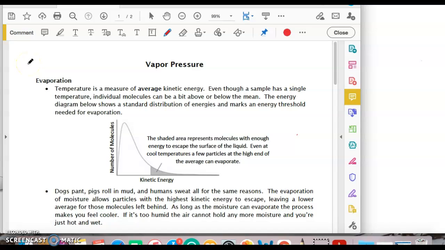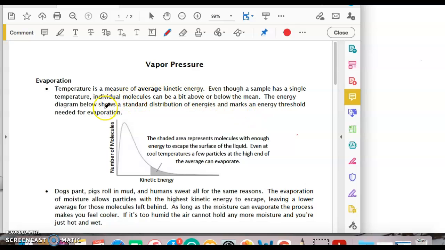Hey everyone! Today we are going to be learning about vapor pressure, more specifically how temperature is affected by vapor pressure, which then in turn affects things such as boiling points. So before we can discuss vapor pressure, we do have to learn about evaporation.